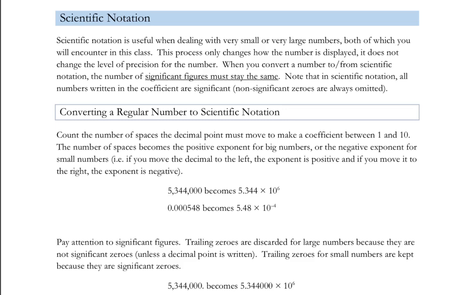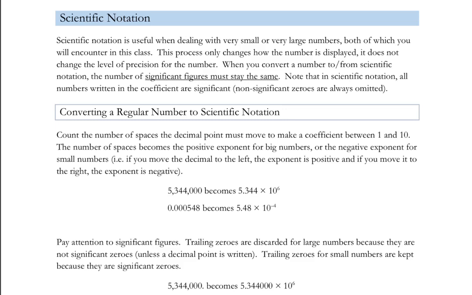The number 0.000548, that's a small number. We move the decimal point 4 places, to get between the 5 and the 4, so we report 5.48 times 10 to the minus 4. Just do a double check.